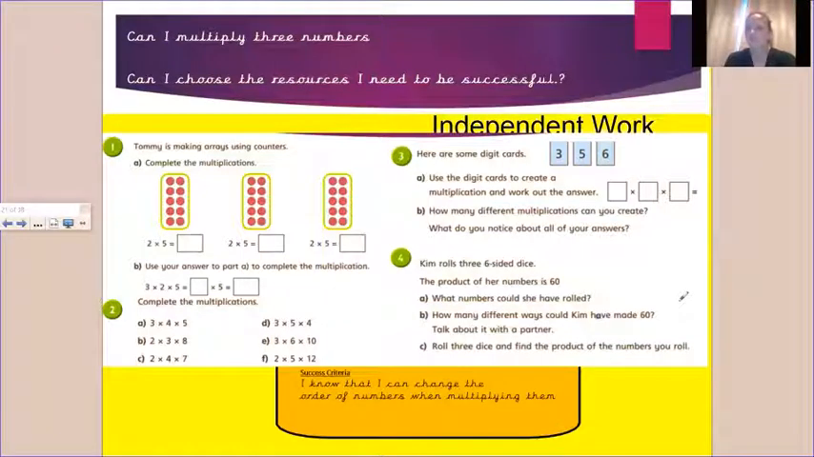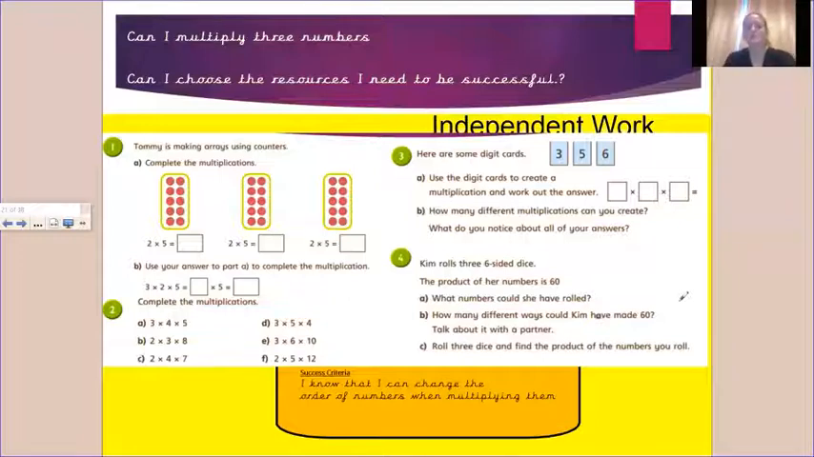Question 3, here are some digit cards. So we've got 3, 5, and 6. Using the digit cards, create multiplication questions using all 3 of them and work out the answer. So you can shuffle them around. You will have different multiplication questions. Do they give you the same answer? You tell me. How many different multiplications can you create? What do you notice about all your answers?